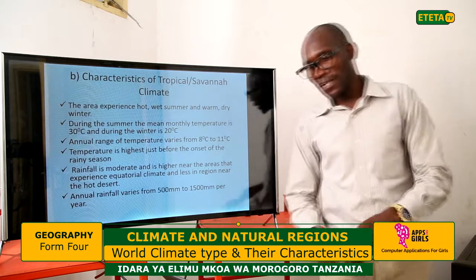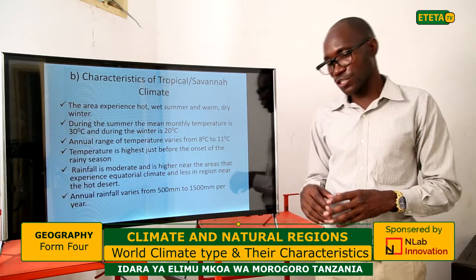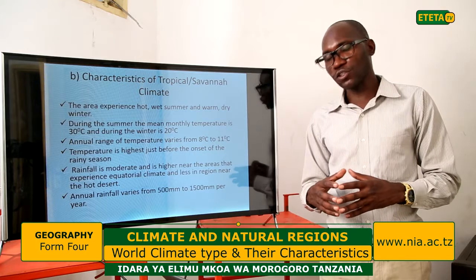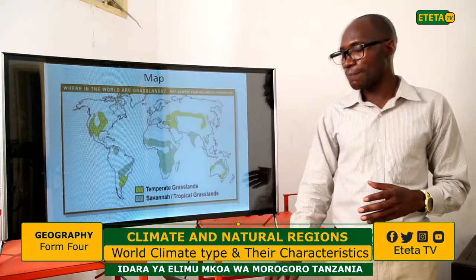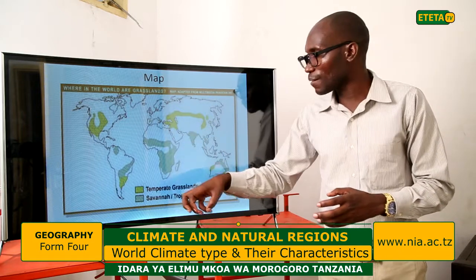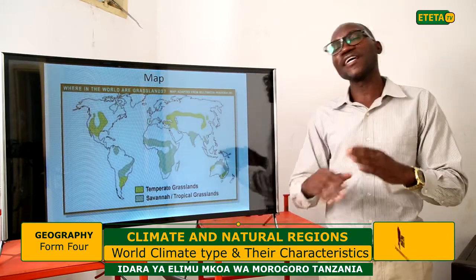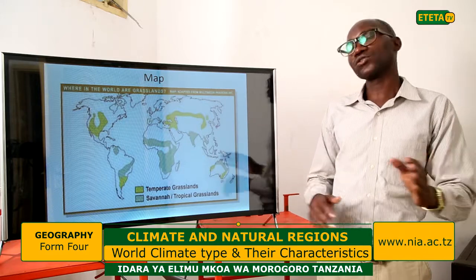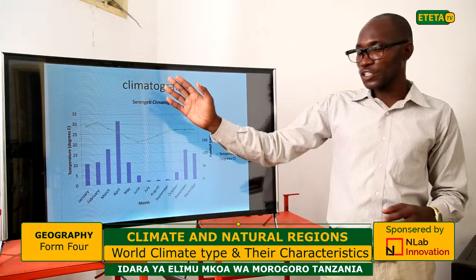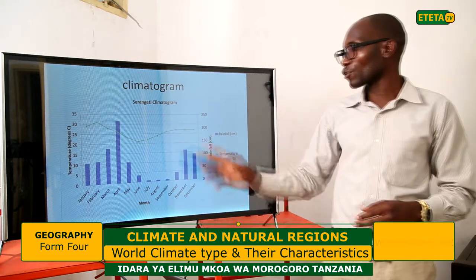In this part you see the temperature is very high just before the onset of the rainy season. Rainfall is moderate, and higher near the areas of equatorial origin. When we say nearby the equatorial region, it means some of these areas have the same characteristics, moving from equatorial to tropical grassland. That's why we say this tropical grassland is a transition climate from the equatorial to the desert climate. So this climatograph presents how rainfall is obtained in the equatorial climate and the amount of rainfall obtained.